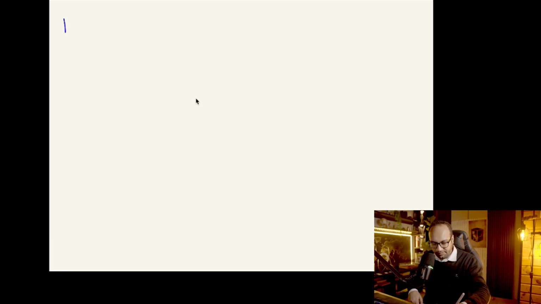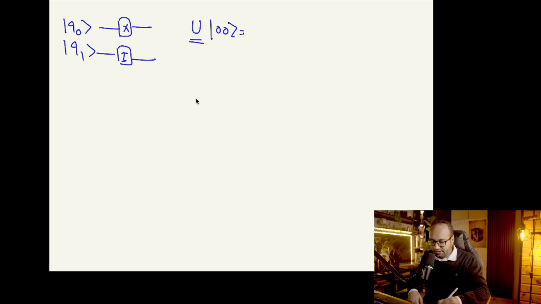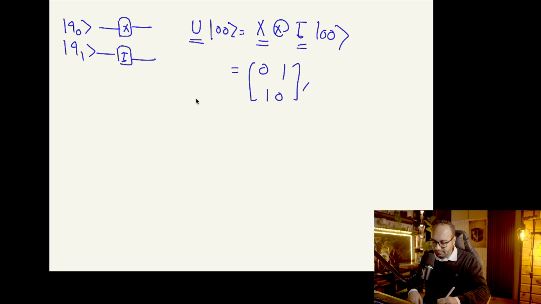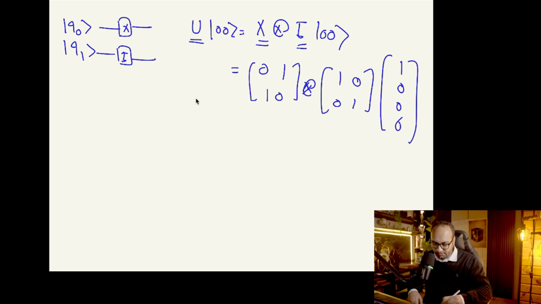So let's work this numerically. I have here a quantum circuit of Q0, Q1. The gate X acts on the first, the identity acts on the second, so the identity won't do anything. Then my action will be U, which is composed of X tensor I, acting on 00. That is the X acting on the first, the identity acting on the second, and then I have 00. Then I can construct the tensor product, which means I have the matrix 0, 1, 1, 0 tensor product with 1, 0, 0, 1, acting on 1, 0, 0, 0, because the 2 qubits are initialized in the ground state.